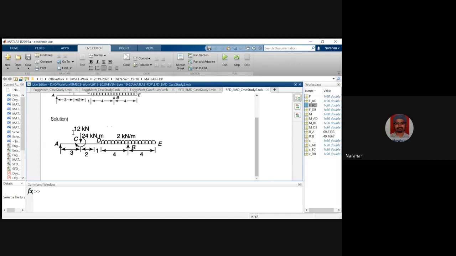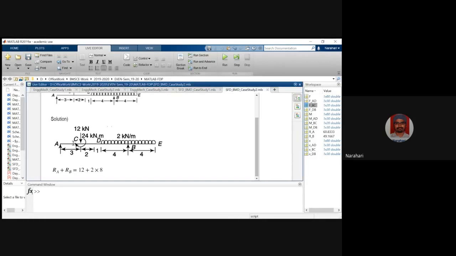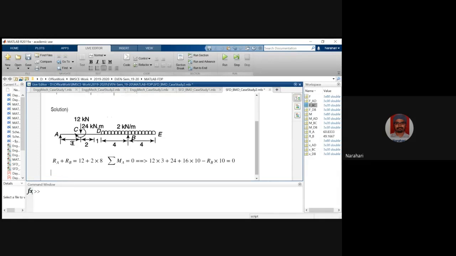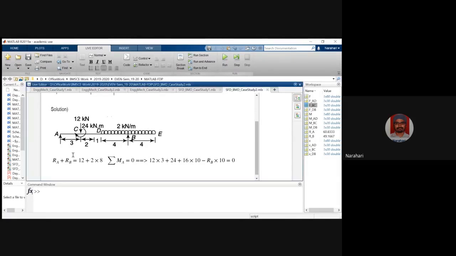So this is the reaction, or sorry, this is the equations of equilibrium. Then let me see if it comes properly. No, it doesn't come. Okay.